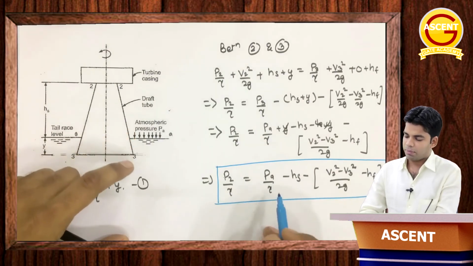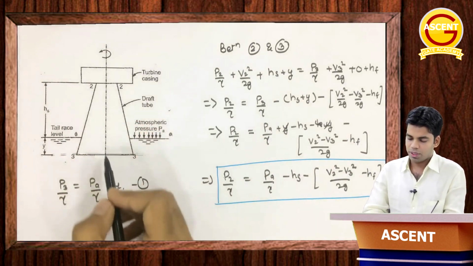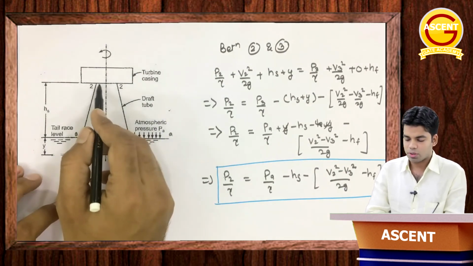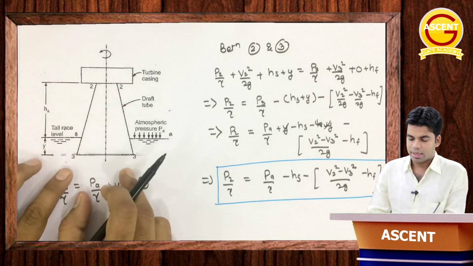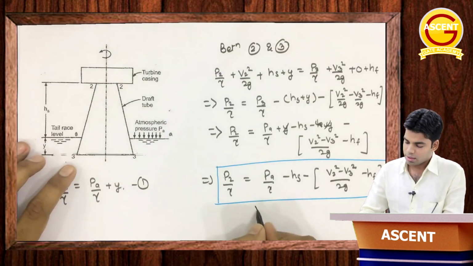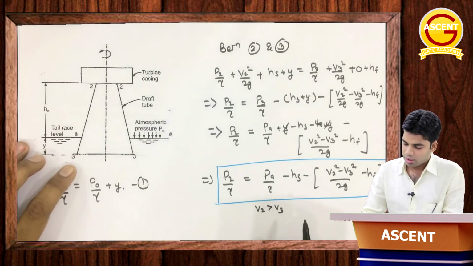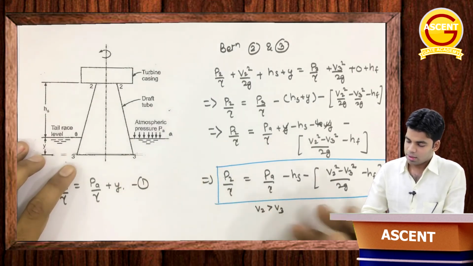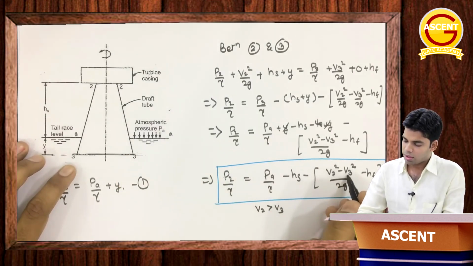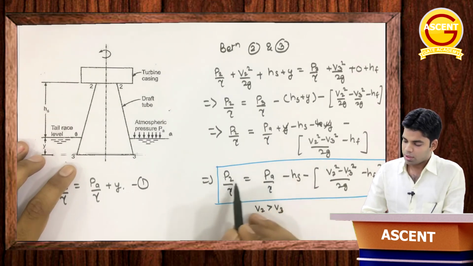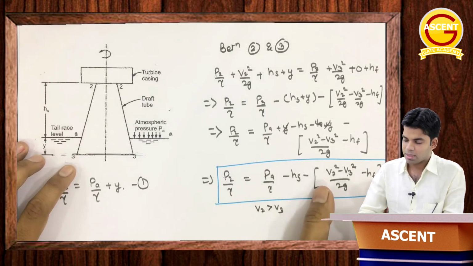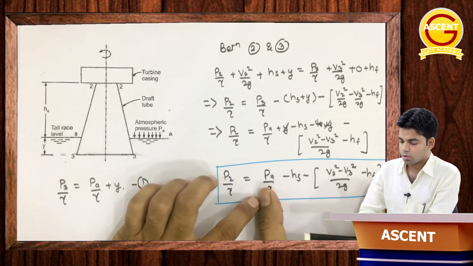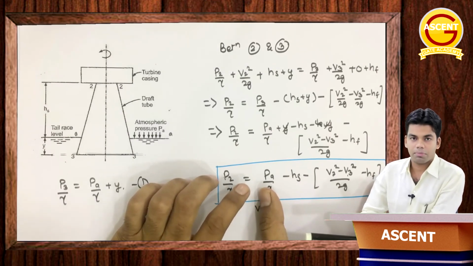That this P2 by gamma, since V2 is greater than V3, as I told you, the kinetic energy here is more, and the kinetic energy is less at point 3, since V2 is greater than V3. Therefore this whole term is a positive term. So this P2 by gamma is equal to PA by gamma minus HS minus this positive term. That means this total pressure will be less than that of the atmospheric pressure.